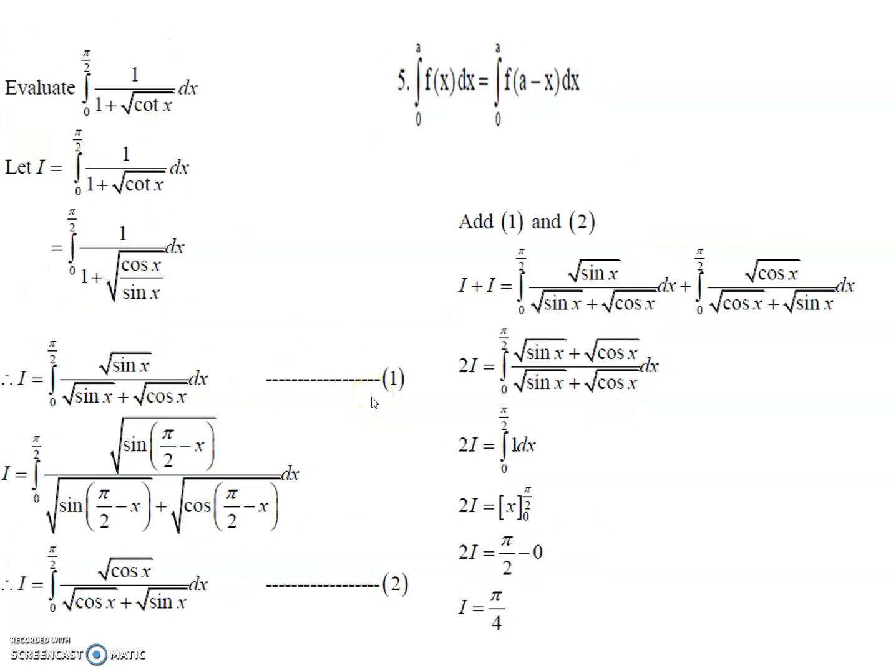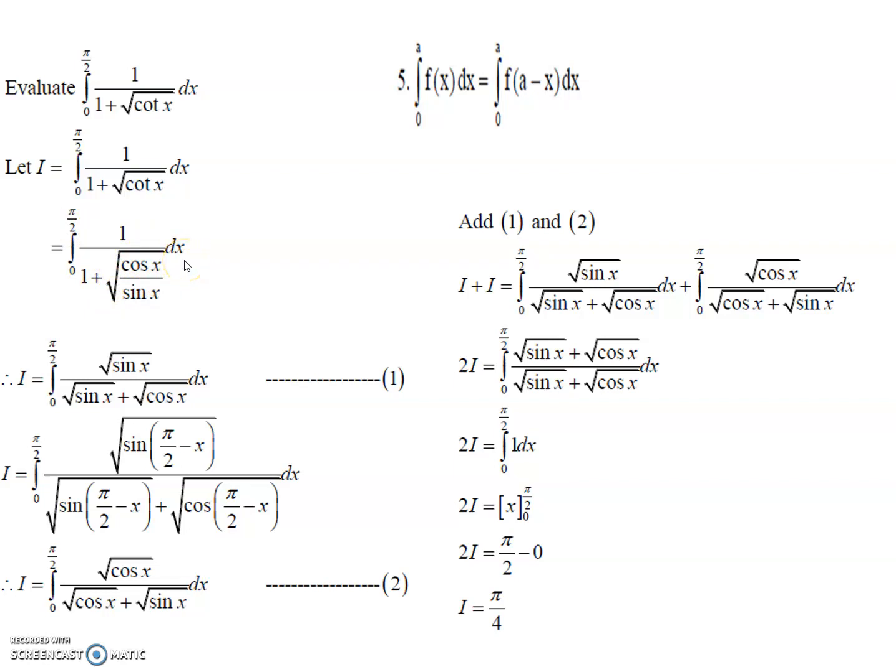Next example we have to continue. Evaluate the integral from 0 to pi by 2 of 1 upon 1 plus root cot x. So cot means what? Yes, cot means cos x upon sin x. That's why instead of cot x we have to put cos x upon sin x. The limits 0 to pi by 2 remain the same. 1 upon 1 plus root cot x dx. Instead of cot x we have to substitute cos upon sin. So the integral from 0 to pi by 2 of 1 upon 1 plus under root cos x upon sin x dx is there.